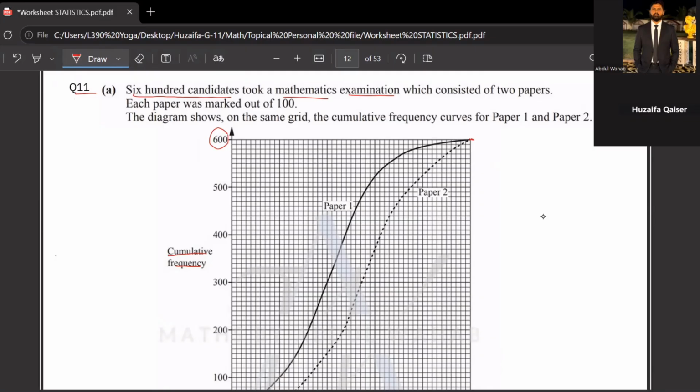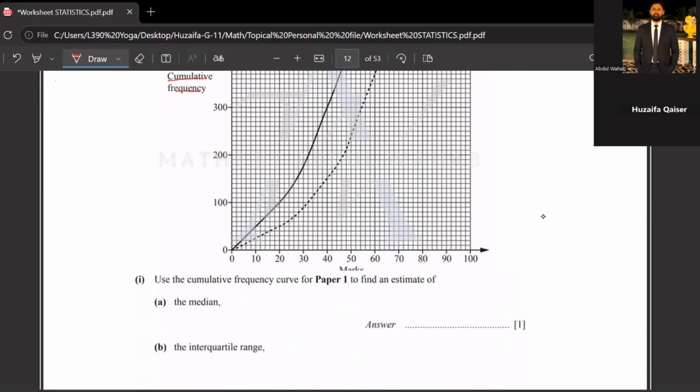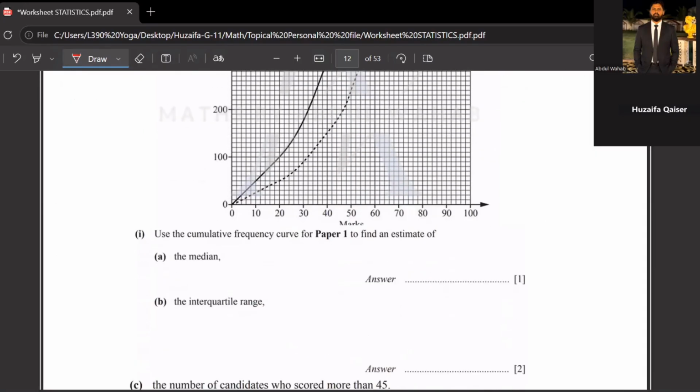I'll show you a different question also, which consisted of two papers. There are two papers for the 600 candidates of mathematics. Each paper was marked out of 100. The diagrams show on the same grid the cumulative frequency curve for paper 1 and paper 2. This is for paper 1 and this is for paper 2. What you need to do, in the question, the values are given. Use the cumulative frequency curve for paper 1 to estimate the median.